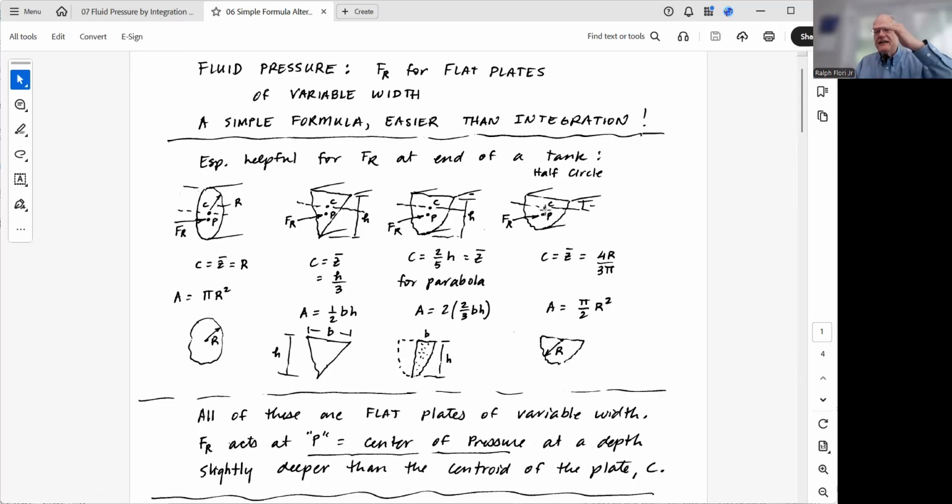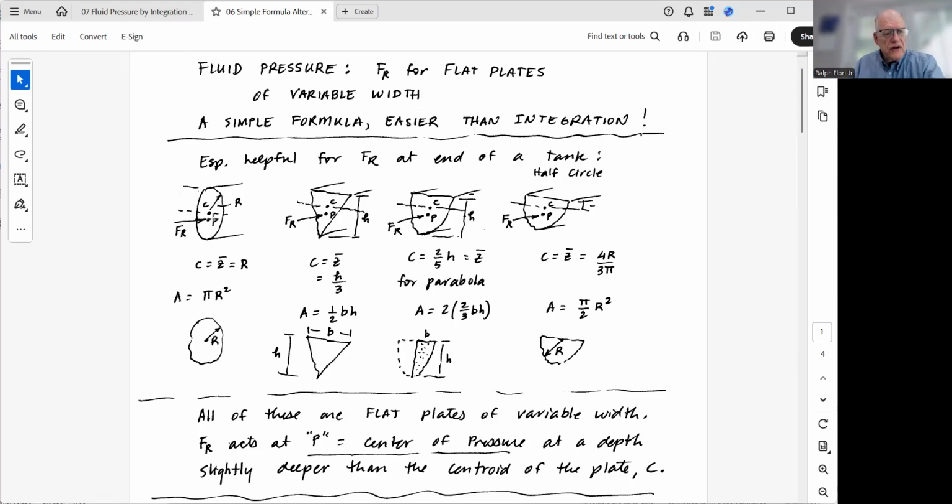Now, you're taking it down from the free surface, and so the fluid level might be higher than that. So you have to take the fluid level down to that point, and you might have to add some depth to it. So that's Z bar. Gamma, again, is the specific weight. And then finally, the area is the area of the plate.